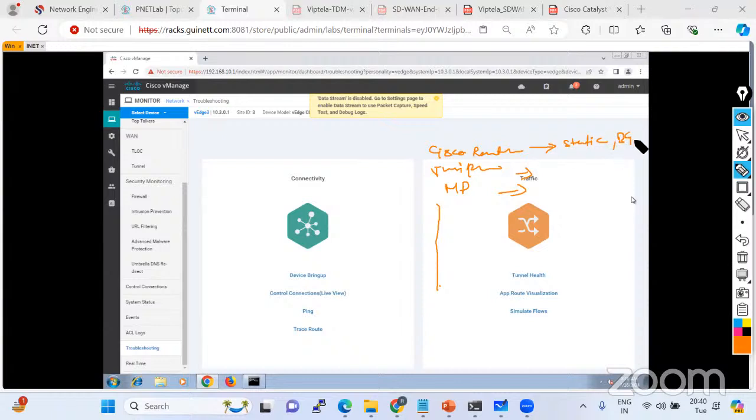If I know how BGP is configured, it is done in the same method with the other vendors. If you want to configure OSPF, it is configured the same. Only the syntax is going to change. Means the way of configuration changes, but your key protocol concept remains the same for any vendor. That is the most important.